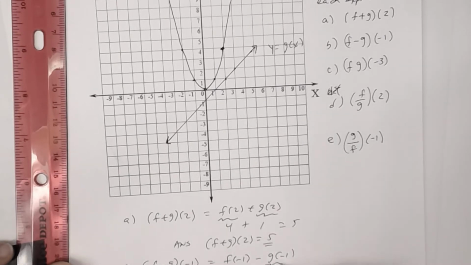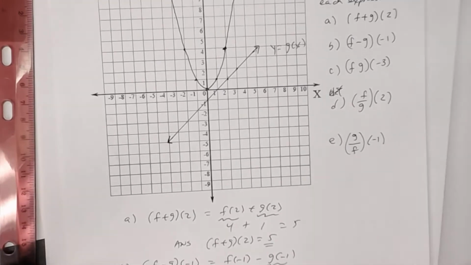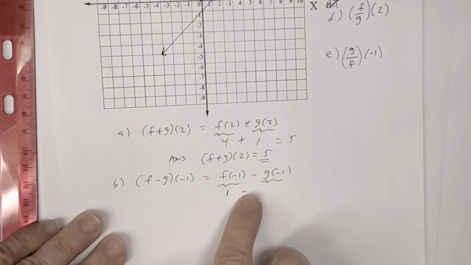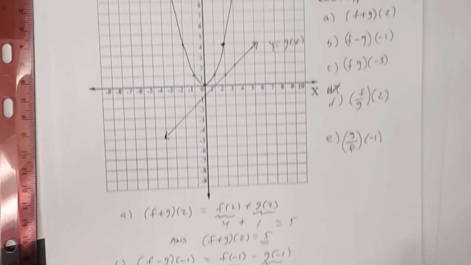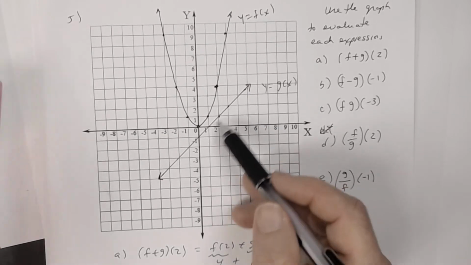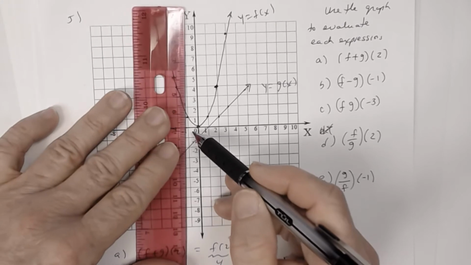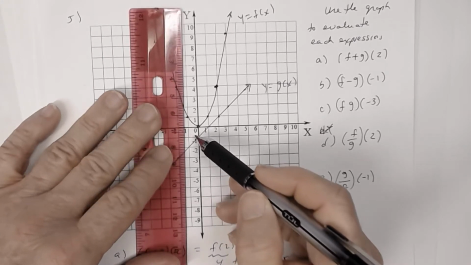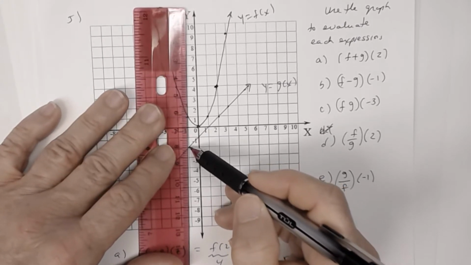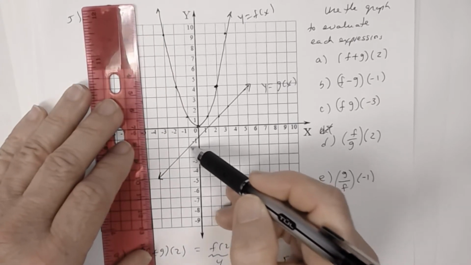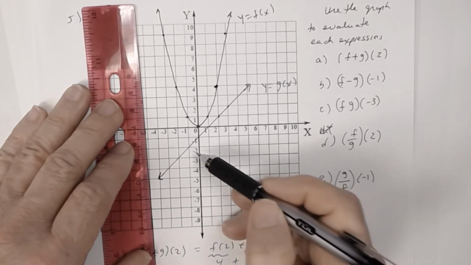Minus. Now let's find g of negative 1. So notice I did this right here. So f of negative 1 is 1. Minus. Now let's find g of negative 1. So g of negative 1, I go to my linear function because that's g. And when x is negative 1, that's this point right here, right? So what is my y value? Well, my y value is negative 2 right here.